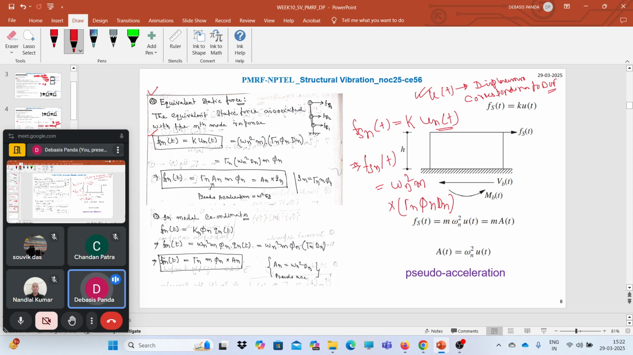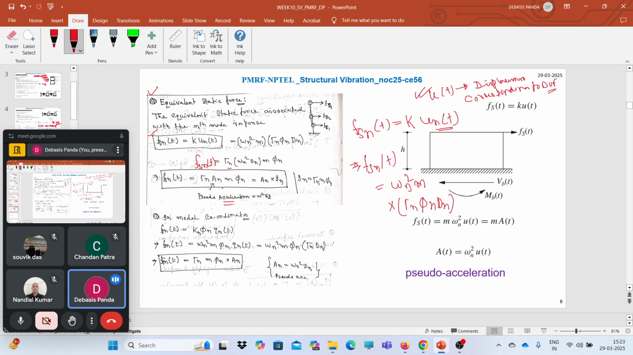Now if we simplify it further, we will have that equation Fsn of t. That means for that node, the equivalent static force will be the participation factor multiplied by omega n squared dn, m into phi. Now further we know that omega n square into dn is nothing but the pseudo acceleration an, right?